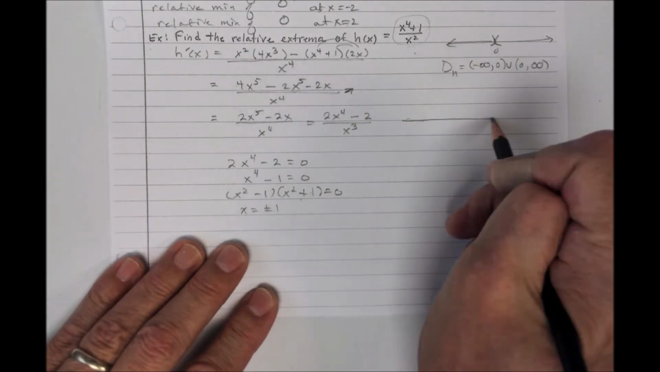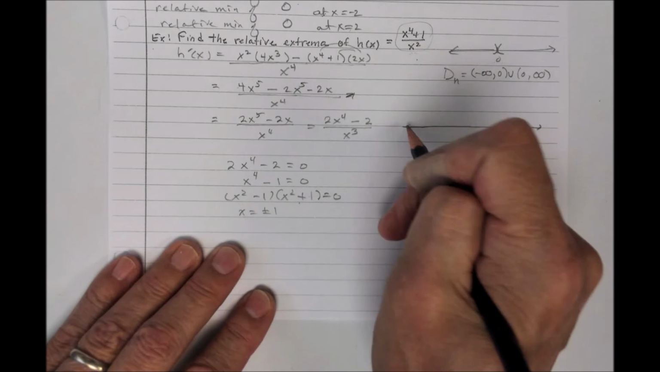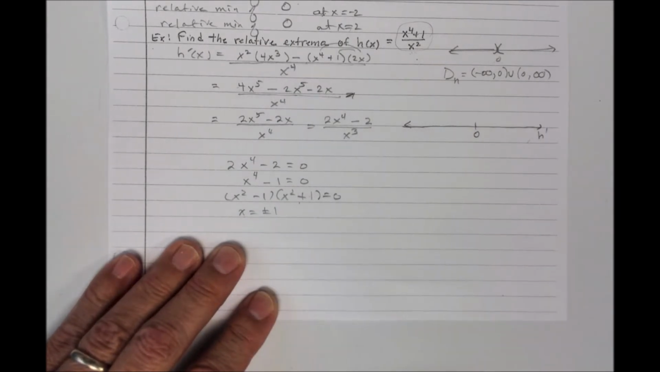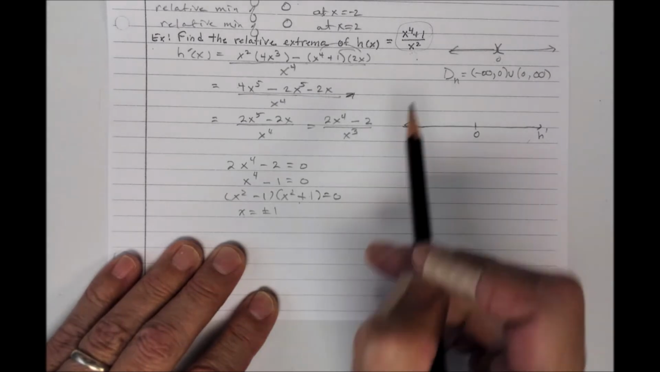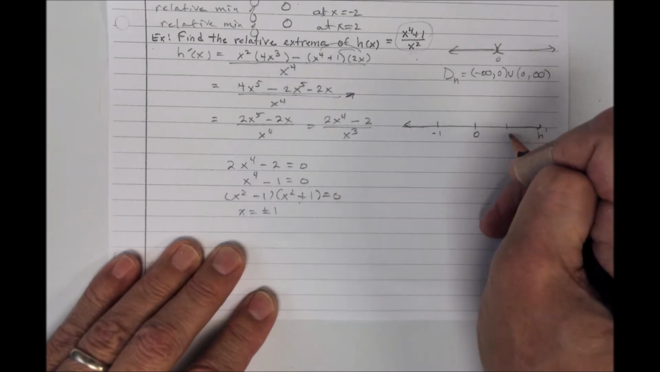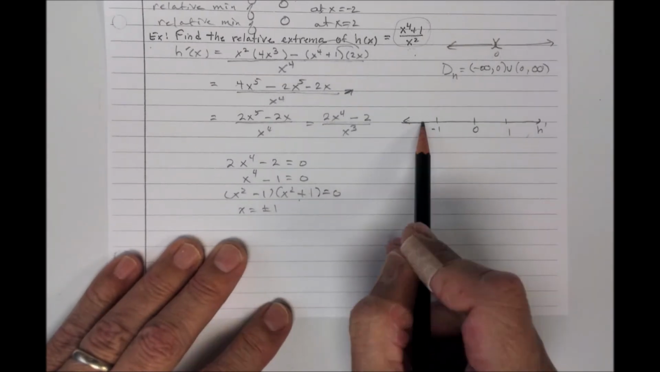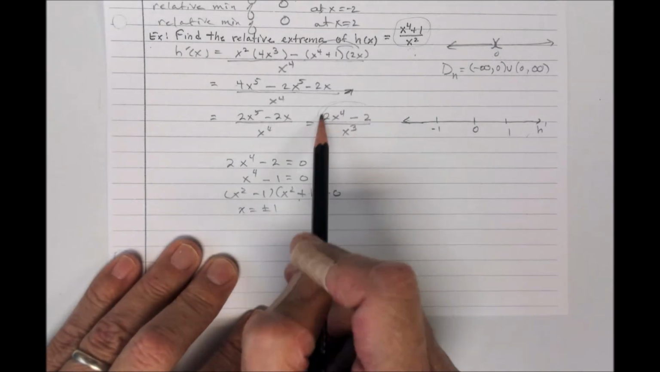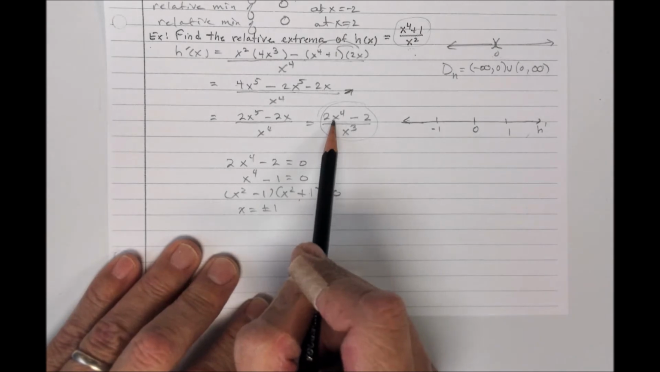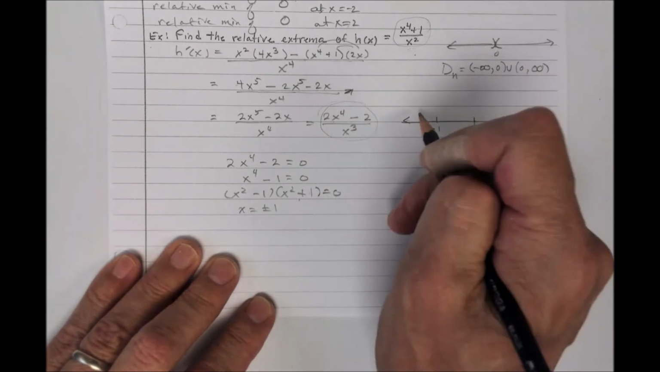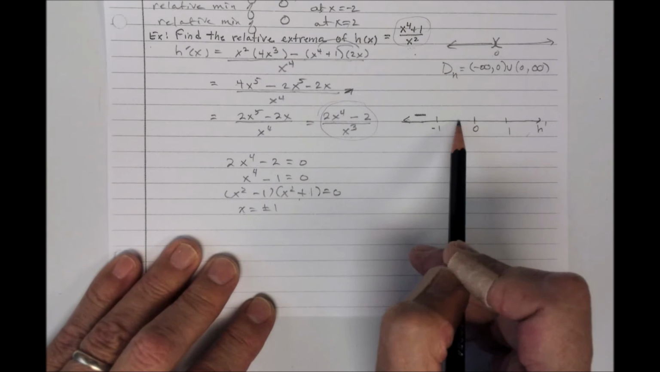But watch when I draw my number line out here for h prime. I'm putting 0 in there. It's not a possible relative extrema because it's not part of my domain. Negative 1, positive 1. Now let's test those intervals. Take a number over here like negative 10. If I put negative 10 in here, that's going to be 20,000 minus 2 over negative 1,000. That's negative. If I take a number here like, let's say, negative 1/2.